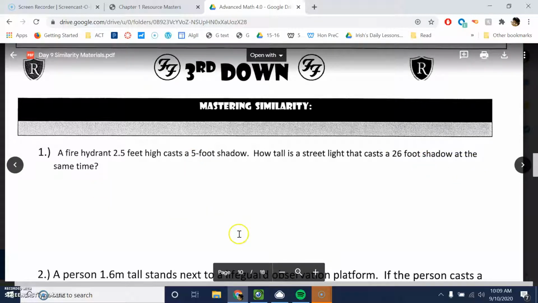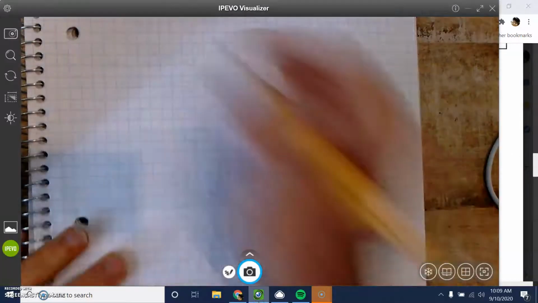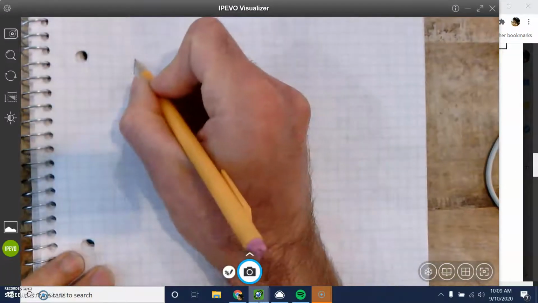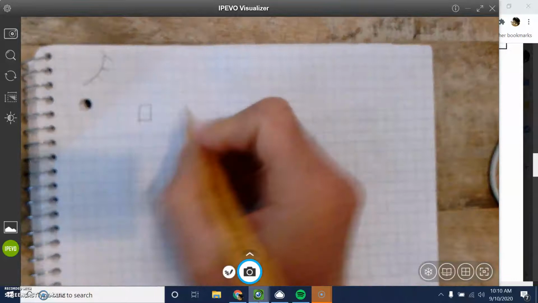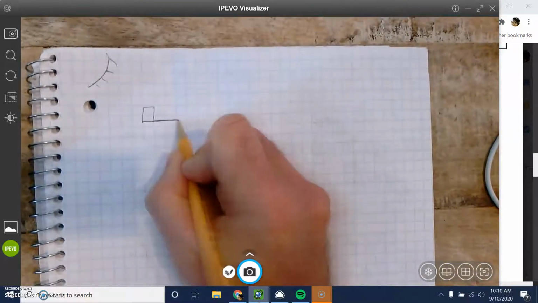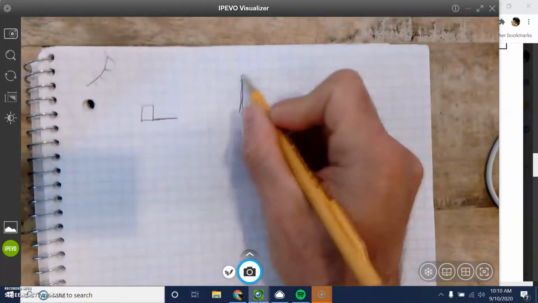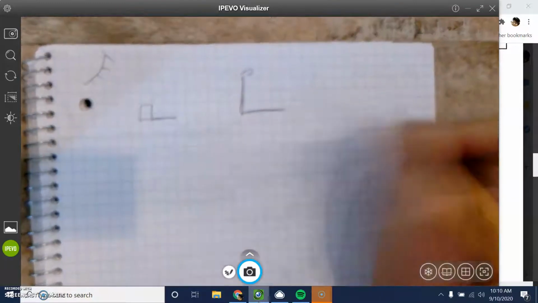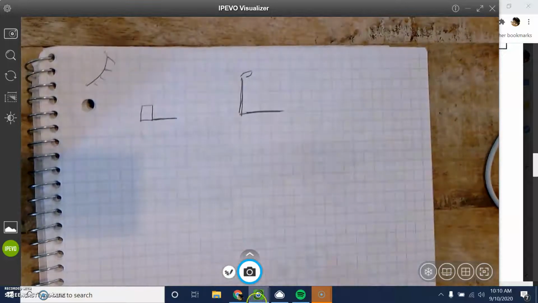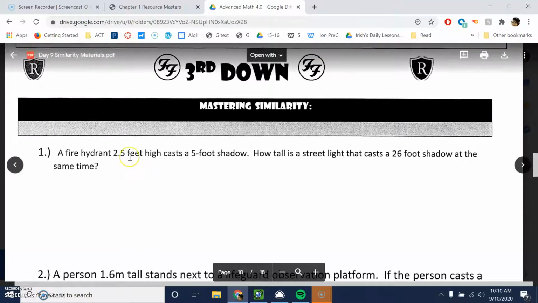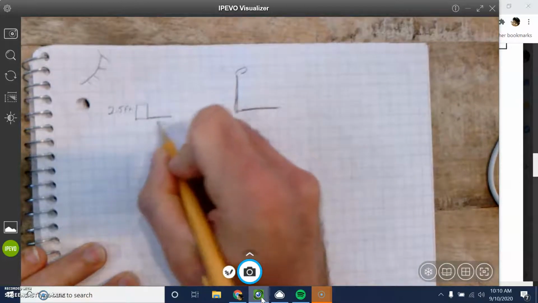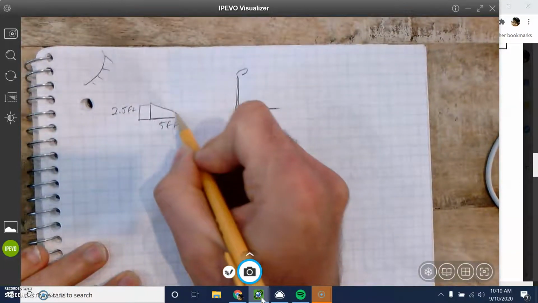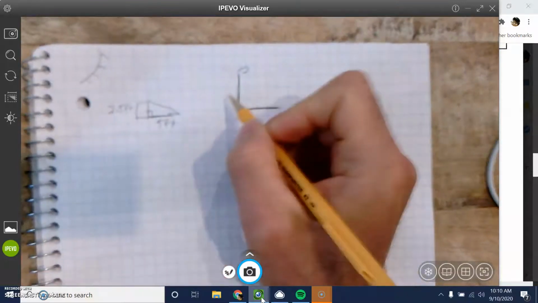Okay, so let us draw. So we have a fire hydrant. Boom, there you go. We got the sun. You don't have a lot of time when you take the ACT, so we're just going to draw some crude little pictures. There's my street light and there's my shadow like this. So then I go back and fill in. A fire hydrant is 2.5 feet high and casts a 5-foot shadow. So copy down 2.5 feet high and a 5-foot shadow. And if I draw this, that creates a right triangle, a similar triangle.